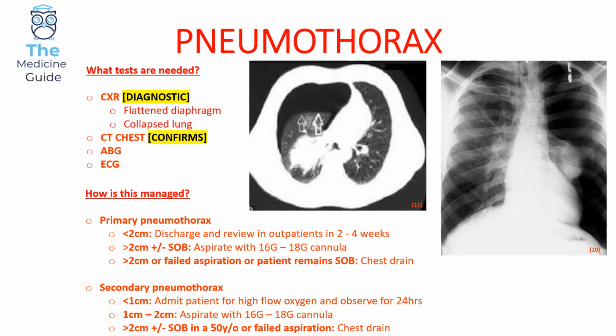Now if the patient has a secondary pneumothorax, this is a pneumothorax in a patient who has an underlying respiratory condition like COPD, Marfan syndrome, cystic fibrosis. If it's less than 1 centimetre, we need to admit these patients for high flow oxygen and observe for 24 hours. If it's between 1 to 2 centimetres, we aspirate. If the pneumothorax is more than 2 centimetres and or the patient is short of breath and this patient is aged over 50 years old, or if aspiration has failed, we need to insert a chest drain in a secondary pneumothorax.